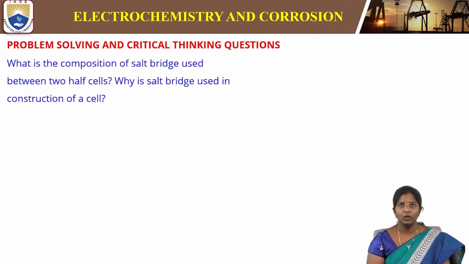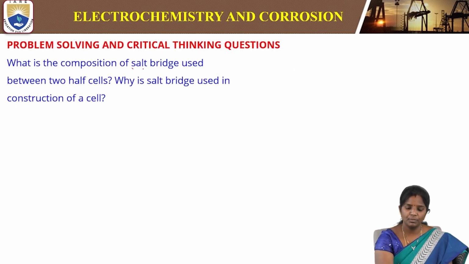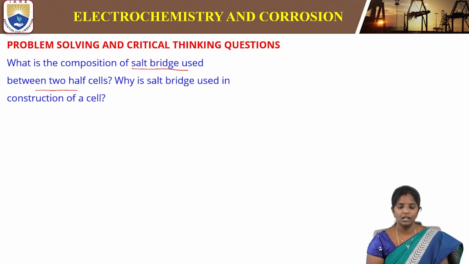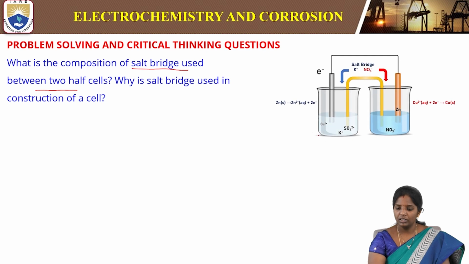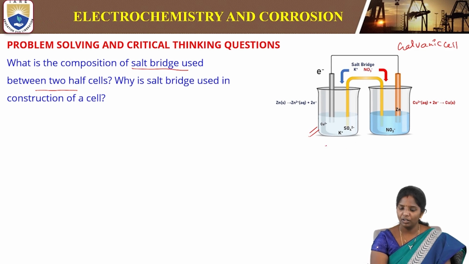Next one, what is the composition of salt bridge used between two half cells? Why is salt bridge used in construction of a cell? So if you see, this is a galvanic cell, for example. So we have zinc sulfate and copper sulfate here. Sorry, this is zinc sulfate and this is copper sulfate.